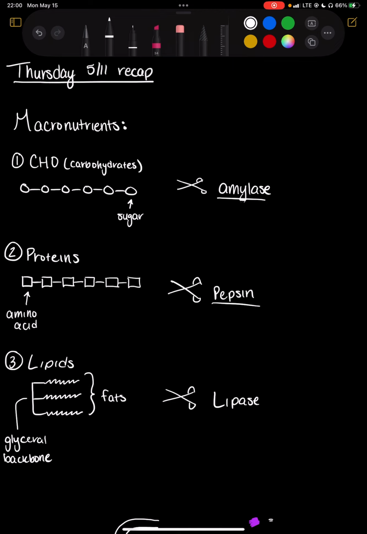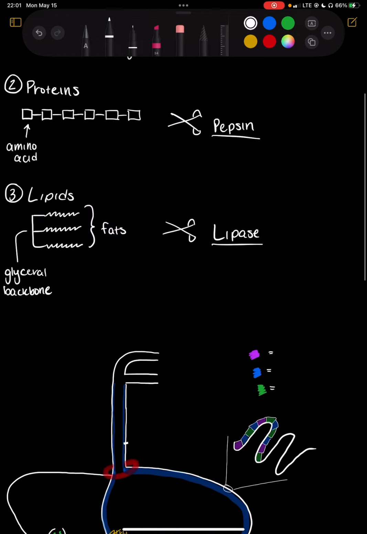Lipids are glycerol backbones attached by ester bonds to 3 fatty acid tails. Lipase is the enzyme that breaks lipids down. Proteins and lipids are also denatured in the digestive system prior to the enzyme cleaving sections off. Lipids are denatured by bile acid, and proteins are denatured by HCl.